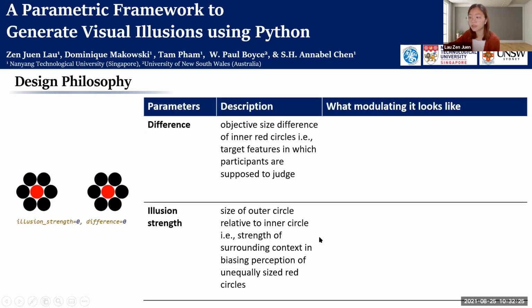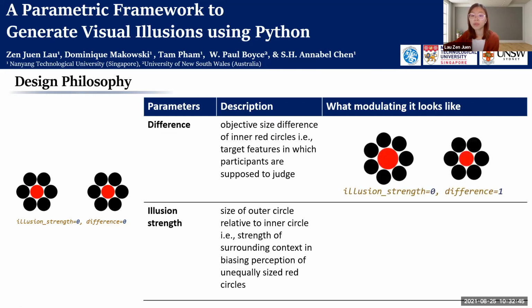So the target feature can be modulated by the argument difference. This basically refers to the objective size difference of the inner red circles, directly related to the target features in which participants are supposed to judge. So oftentimes, participants are usually asked which inner red circle appears larger to you. So for example, here, if we keep illusion strength equal to 0, the outer black circles are exactly the same size, but setting a difference equal to 1 will cause the inner red circle on the left to actually be larger than the one on the right.